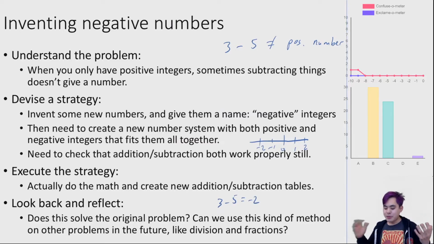Can we use this kind of method on other problems in the future, like division and fractions? And the answer to that was also yes. We also saw how to do this. We invented fractions for the purpose of letting us do division on more things. And if you're ever going to invent a new number, you have to think about all of these different steps. Like, what kind of problem are you solving? What is the overall strategy of inventing new numbers? How do you execute the strategy, and how does that relate to all these other things that we've done? All these other inventions of numbers that we've done, or maybe other similar kinds of problems.